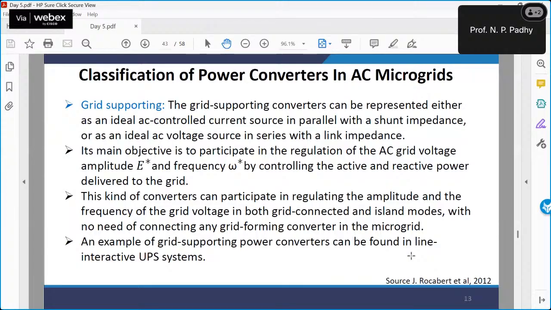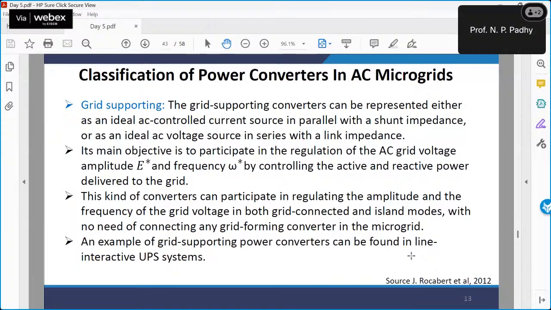the grid supporting converters can be represented either as an ideal current source with a shunt impedance or as an ideal voltage source in series with a link impedance. Its main objective is to participate in the regulation of the AC grid voltage amplitude E and frequency omega by controlling the active and reactive power delivered to the grid.